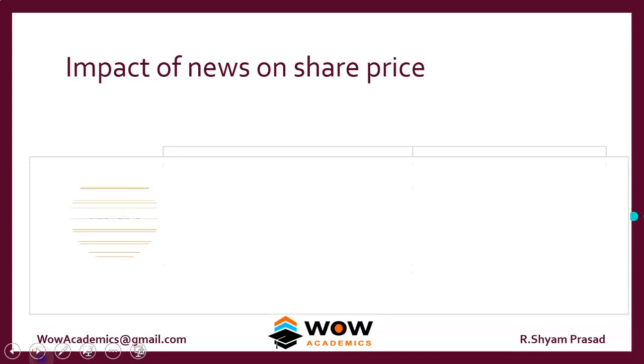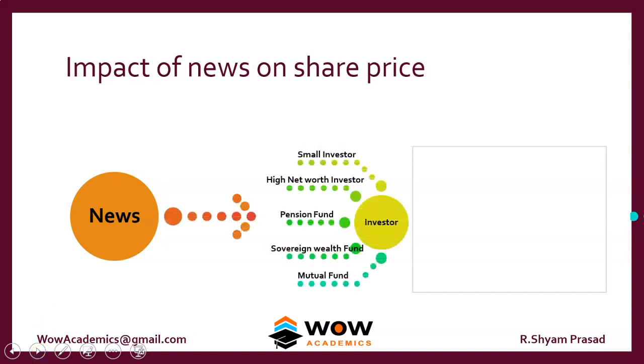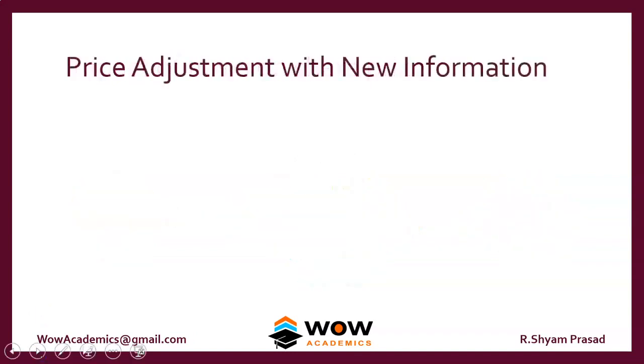So we'll see a picture. Any news comes to the market, and there are several people who are going to use this news and buy and sell shares. There are small shareholders like you and me. There are high net worth investors, pension funds, sovereign wealth funds, mutual funds. All these are investors, and all of these people are trying to guess what would be the share price after the news. And once they all get the news, the share is bought and sold, and it will arrive at its correct value. So this is the weak form of EMH.